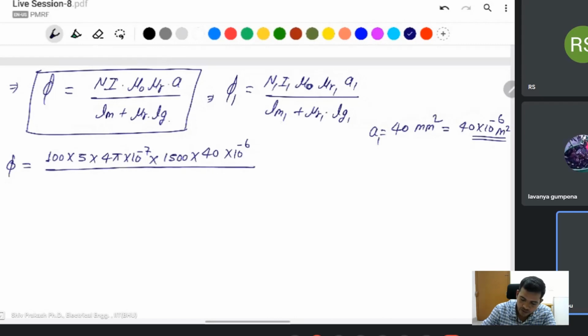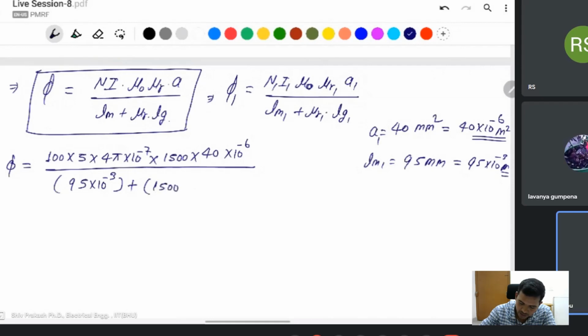Divide Lm1, the length of this one is 95 mm. Convert into meters: 95 into 10 to the power minus 3 meter. In 1 meter there are 1000 mm. Plus mu r into Lg, mu r is 1500, mu r1 into air gap length, which is 5 mm. Calculate that in meters as well.